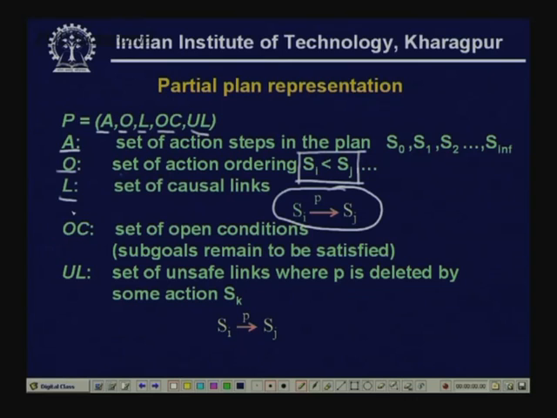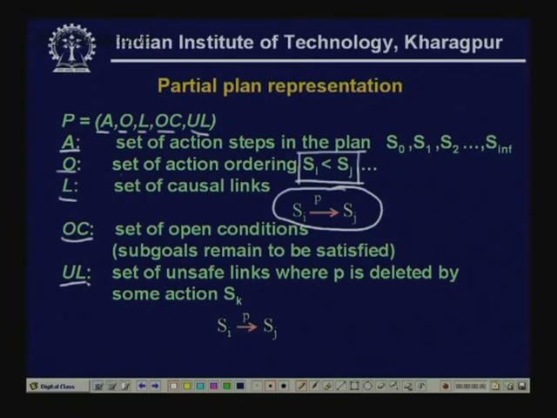Now, in a partial plan, we have a set of open conditions which we denote by OC. OC represents the sub goals that remain to be satisfied. They could be the sub goals of the final goal or they could be the preconditions of an intermediate state which have not yet been satisfied. So, open conditions means those conditions that are not satisfied and therefore, the plan is not yet complete. And then we have a set of unsafe links.